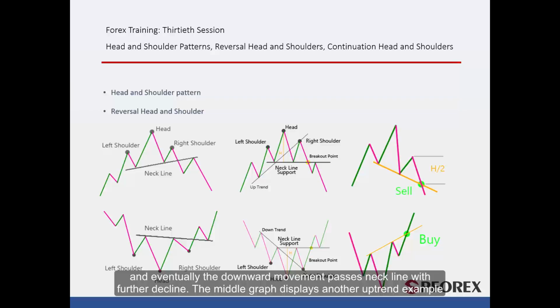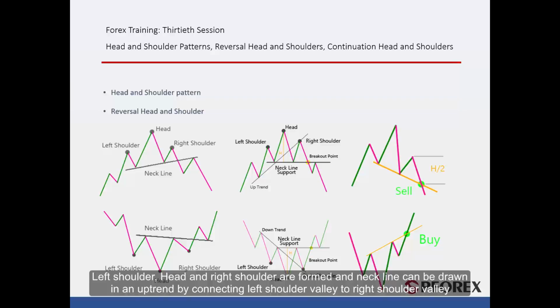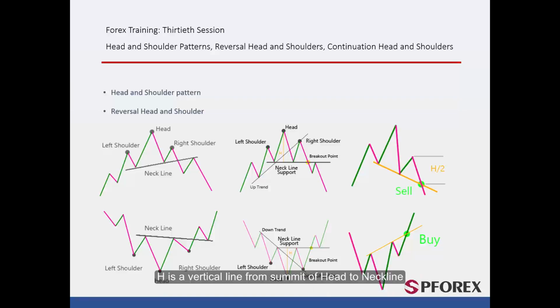The middle graph displays another uptrend example. Left shoulder, head, and right shoulder are formed, and neckline can be drawn in an uptrend by connecting left shoulder valley to right shoulder valley. H is a vertical line from the summit of head to neckline. Neckline is sometimes horizontal, while it frequently has a slope.